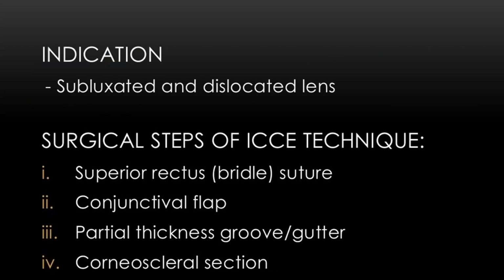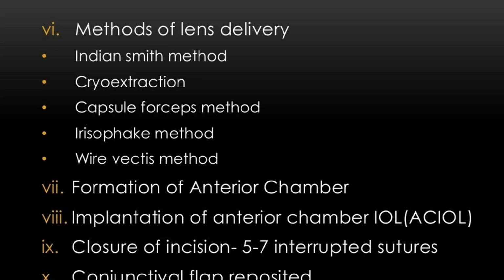Then, what are the indications? Either a subluxated lens or a dislocated lens. The surgical steps for ICCE technique are superior rectus bridle suture, conjunctival flap, partial thickness groove or a gutter, and corneoscleral section. So basically, these are the steps. You'll understand it more with the diagram.